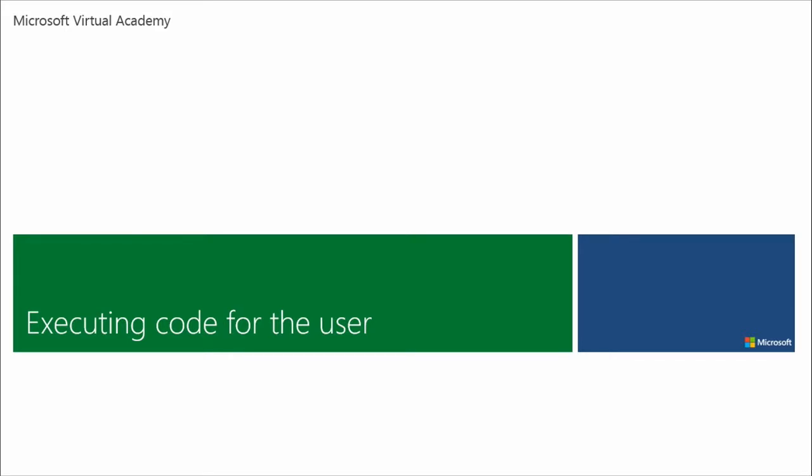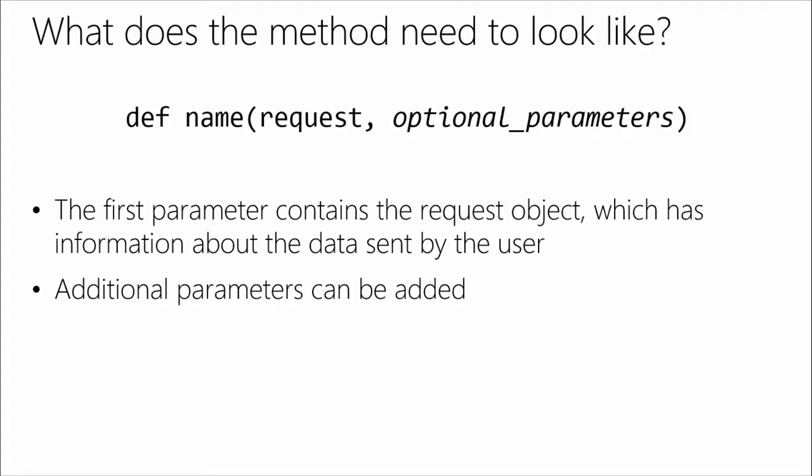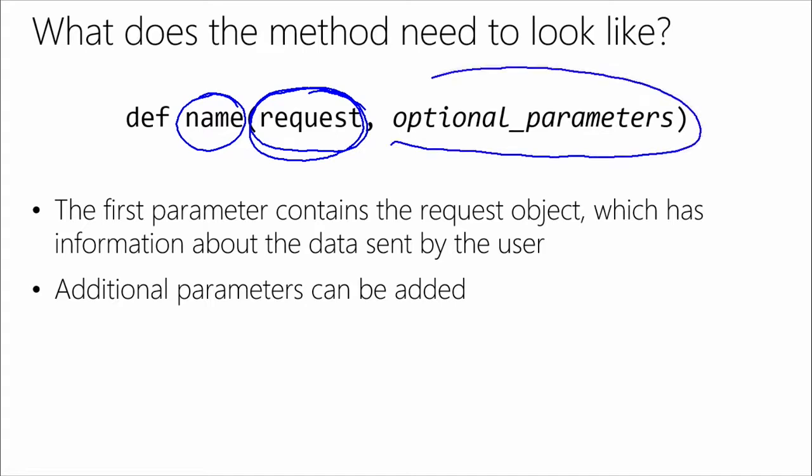So let's go ahead and execute code for the user. Again, at the end of the day, the user is simply calling a method. So as a result, all we need to do is create a method for the user to call. And we actually just covered what that method needs to look like. It's going to be the name, and it has to take a request object. That is the request object coming back from the user, so this is what the user actually sent up via the browser. And then those optional parameters.